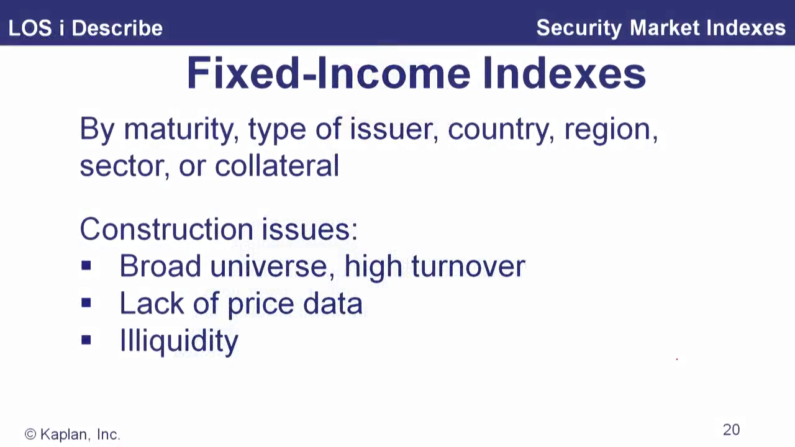And some bonds just don't trade. There's not that much liquidity in the markets. They don't trade regularly, so we don't get good price data on them. So with the illiquidity, you might not be getting any price data at all, or we may just get periodic price data. So these are all problems in constructing fixed income indices.